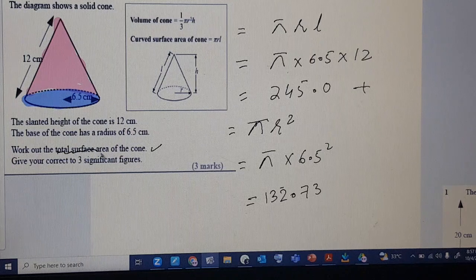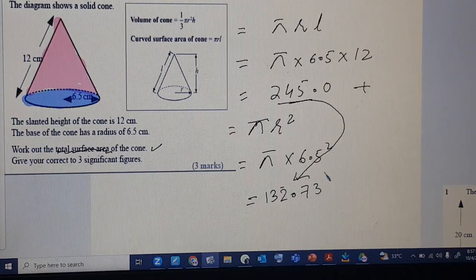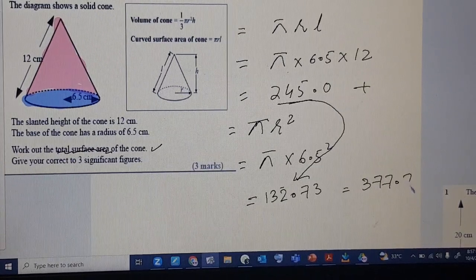So to do the total surface area, I will add this answer and this answer together. So 245 plus 132.73. I got my answer as 377.73. So 377.73 is going to be my total surface area.